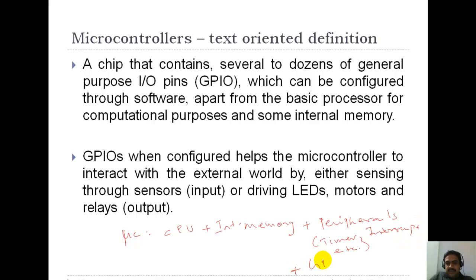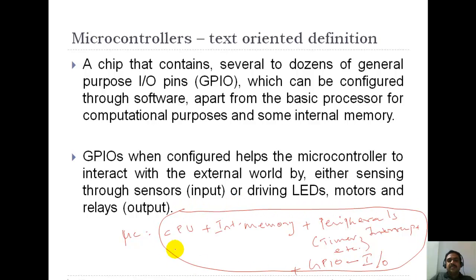Plus GPIO. GPIO is nothing but general purpose input output pins or ports, which can be configured through software as either input or output. So this entire package is what we call a microcontroller. So what could be a microprocessor?